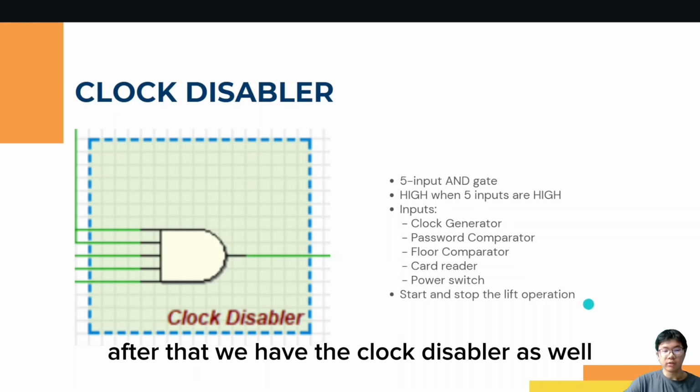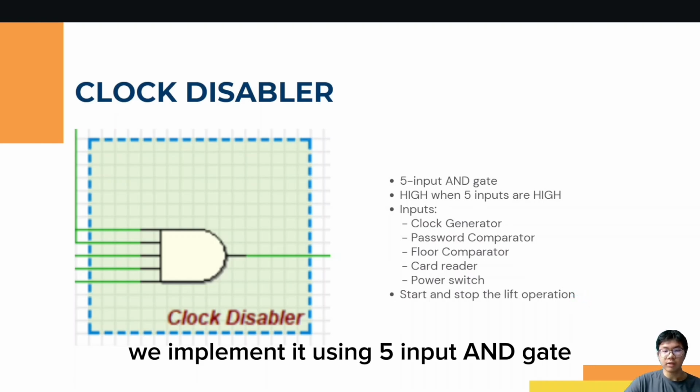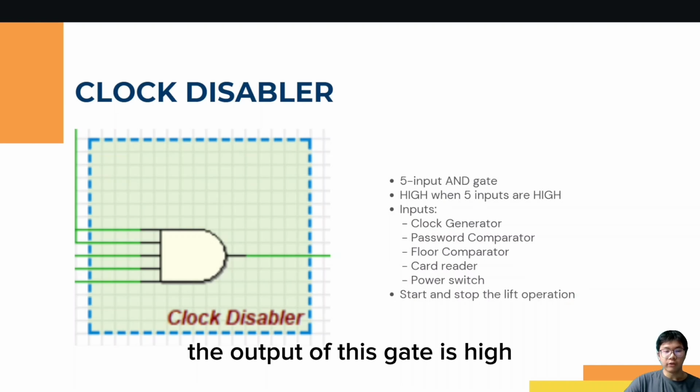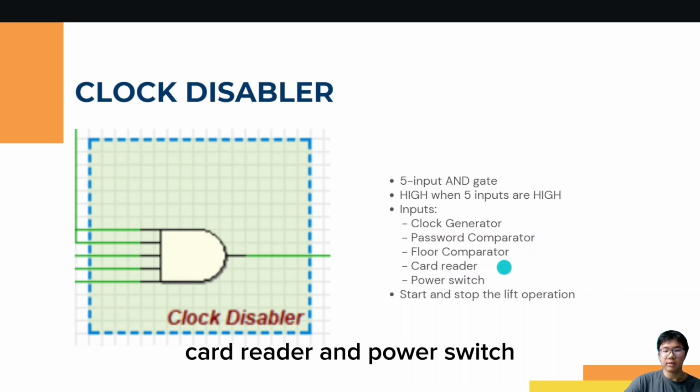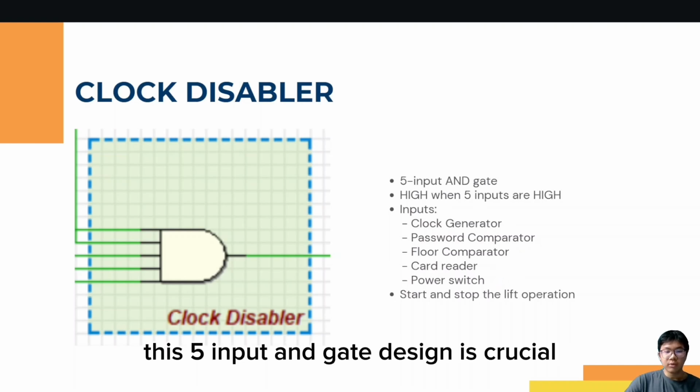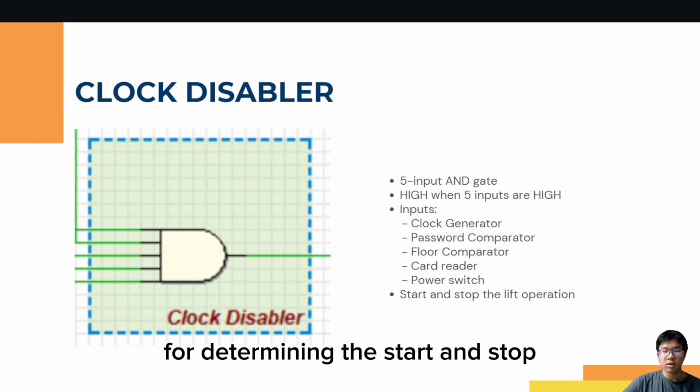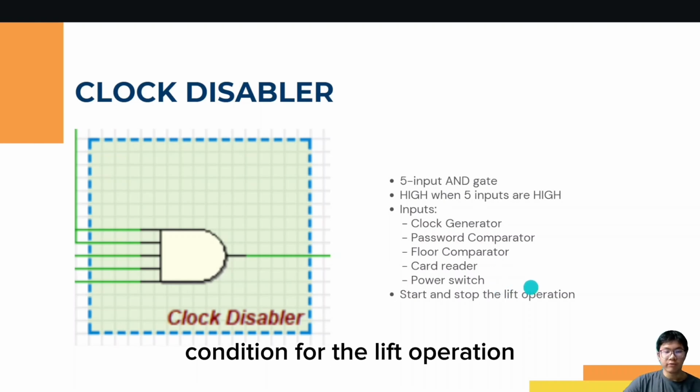So that we have the clock disable itself. We implement it using a 5-input AND gate. The output of this gate is high only when all 5 inputs are high. These inputs are clock generator, password comparator, floor comparator, card reader, and power switch. This 5-input AND gate design is crucial for determining the start and stop condition for the leaf operation.